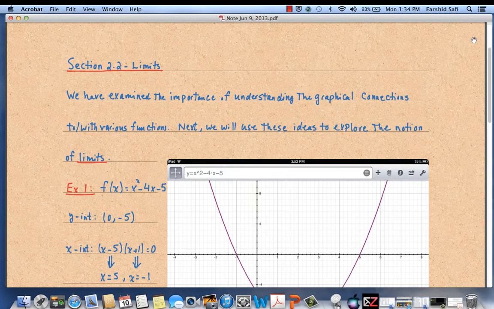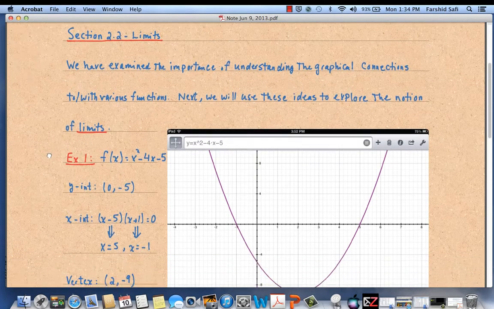Hello again, everyone. Let's go ahead and cover some ideas about the notion of limits, which are typically covered in section 2.2 of your notes. So in the past and last week, we talked about having graphical connections to various functions, and then having that idea give rise to how we're going to examine the notion of limits.